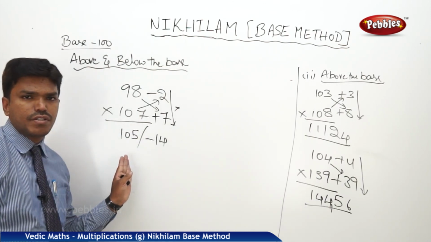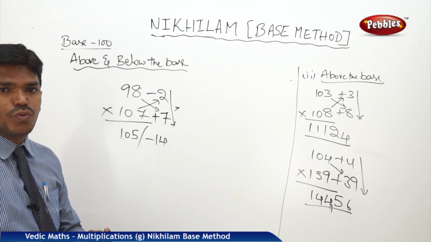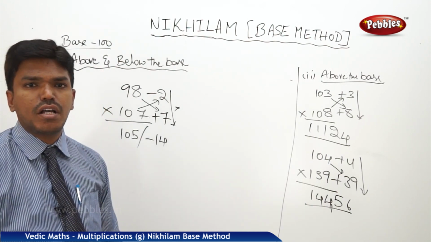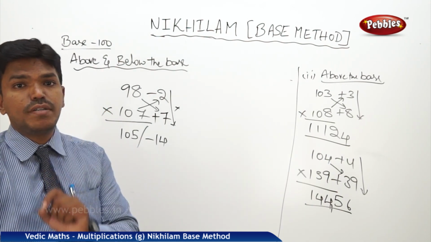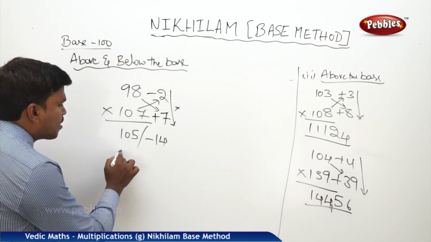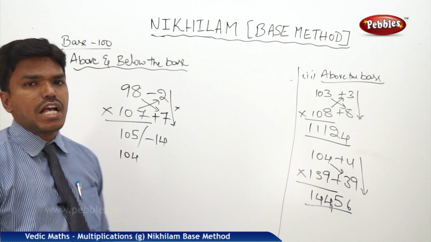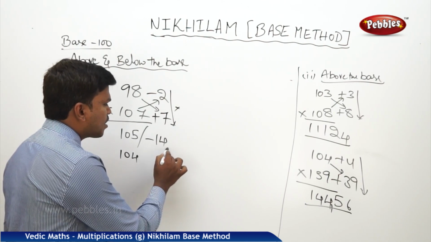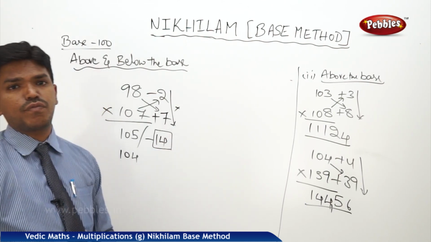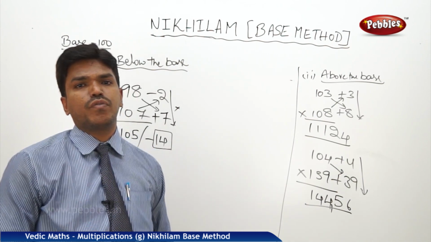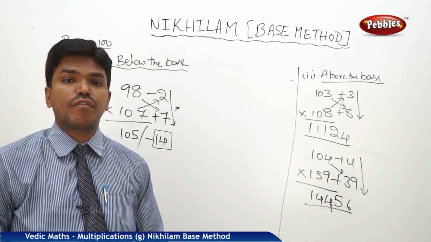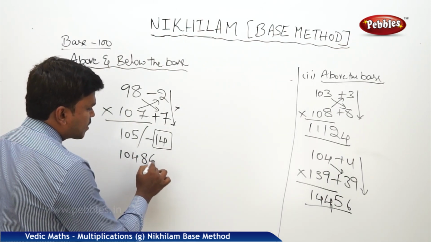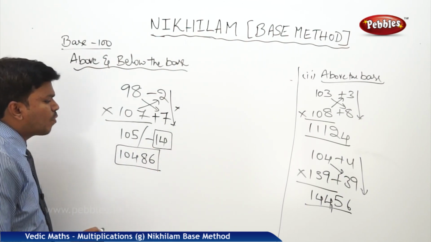Now this is not our final answer. To get the final answer, what to do? As we discussed, there are two steps. First step, since there is a minus symbol in the answer, the left side part of the answer should be decreased by 1. So 105 becomes 104. As we already discussed, the second step, which is on the right side part of the answer, that is 14. Simply write the complement of 14. Okay, by applying all from 9, last from 10. So the complement of 14 is 8, 6. So my answer is 10486.